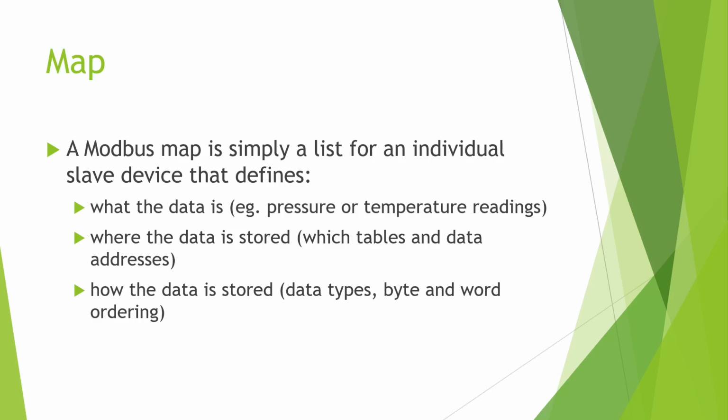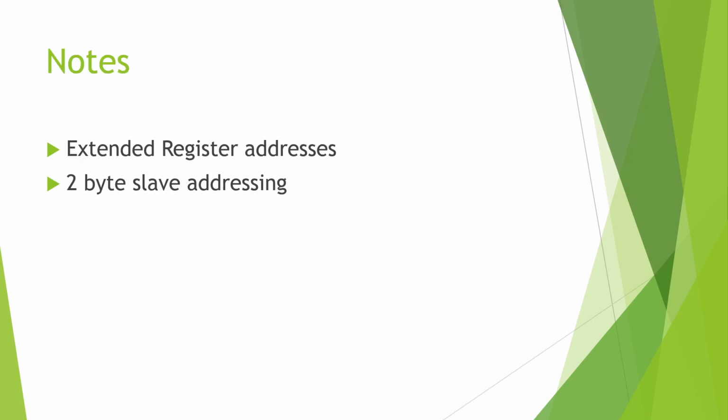It also tells you where the data is stored, so which tables and which data addresses, how we're storing it, and data types: are we doing it by byte, are we doing it by word, and again, most significant or least significant, those types of things. So there's a lot of flexibility going on there. All right, and the last thing related specifically to the wonderful world of Modbus is the extended register addresses.